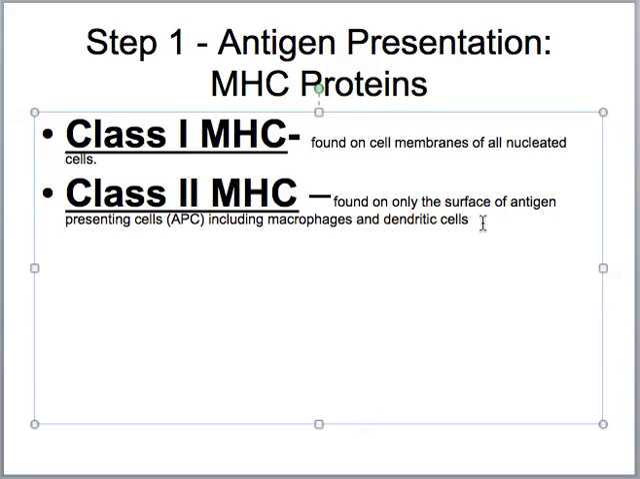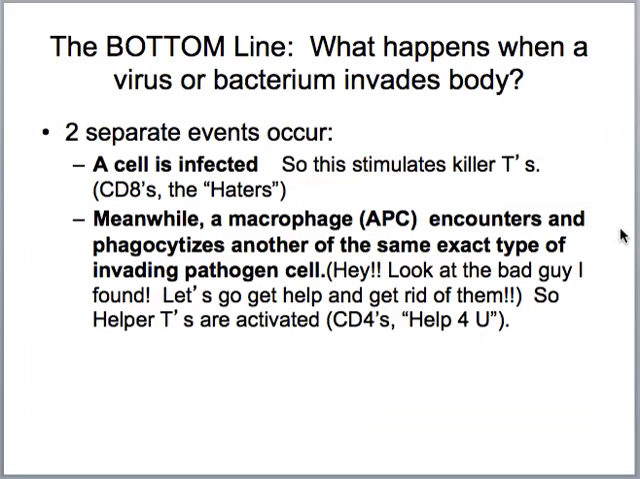Okay, so let's look at what happens when a virus or a bacterium invades the body. Well, there are two separate events. First of all, a cell is infected. The cell is infected by the organism. So this will stimulate the killer T cells. These are the CD8 cells. These are T cells that are also called CD8s, and I like to call them the haters because 8 sounds like hate. These are the killer Ts, but let's more officially call them the CD8s.